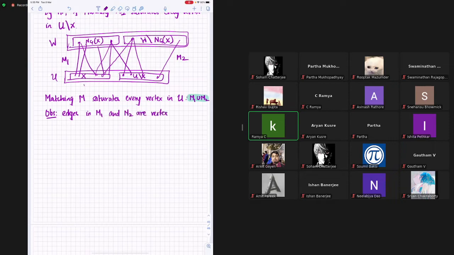Can someone see why this is true? So first of all, what is a matching? First, it should saturate every vertex in it, right? When we talk about perfect matchings, Hall's theorem is only about perfect matchings. So we want to saturate every vertex in U, which is done by M1 union M2. Agreed. But then we must also argue that if you look at any two edges in M1 union M2, they must never share a vertex. Otherwise, it's not a matching, right? Why is this true?